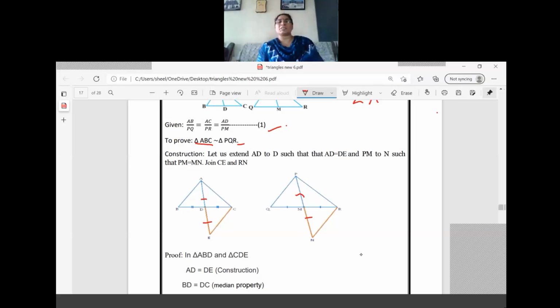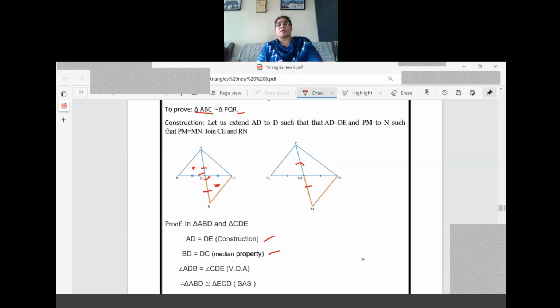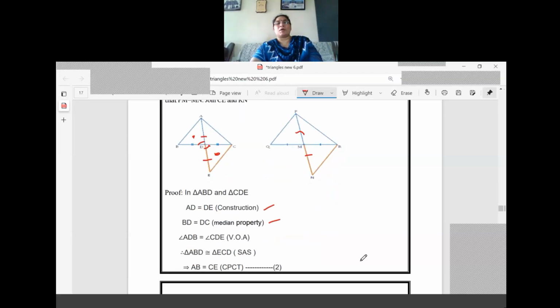Now we take triangle ABD and triangle CDE, the opposite triangles. See, I will put a dot here. These two triangles we have to consider first. So what is the criteria? Already you can see that two equal sides are marked for triangles ADB as well as CDE. Two sides: AD equals DE by construction, BD and DC are equal by median property. Now what is the one more? The included angle we require here. Angle D equal to angle D, that is vertically opposite angles. So by SAS criteria, what we got here: AB and CE are equal.